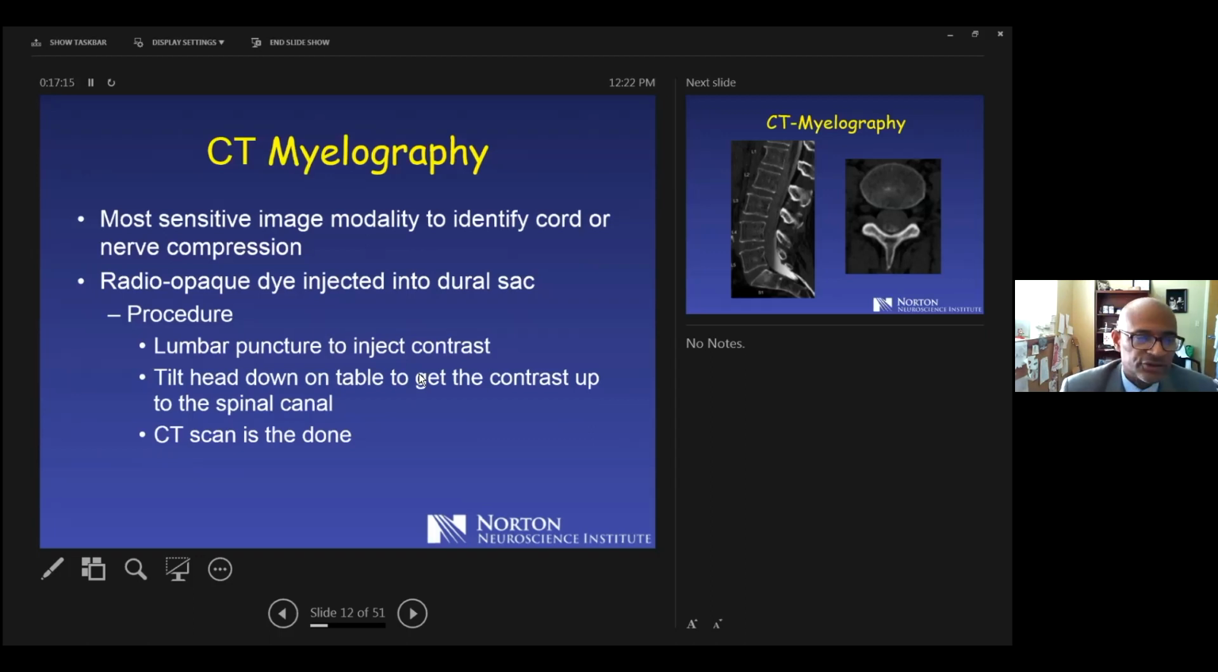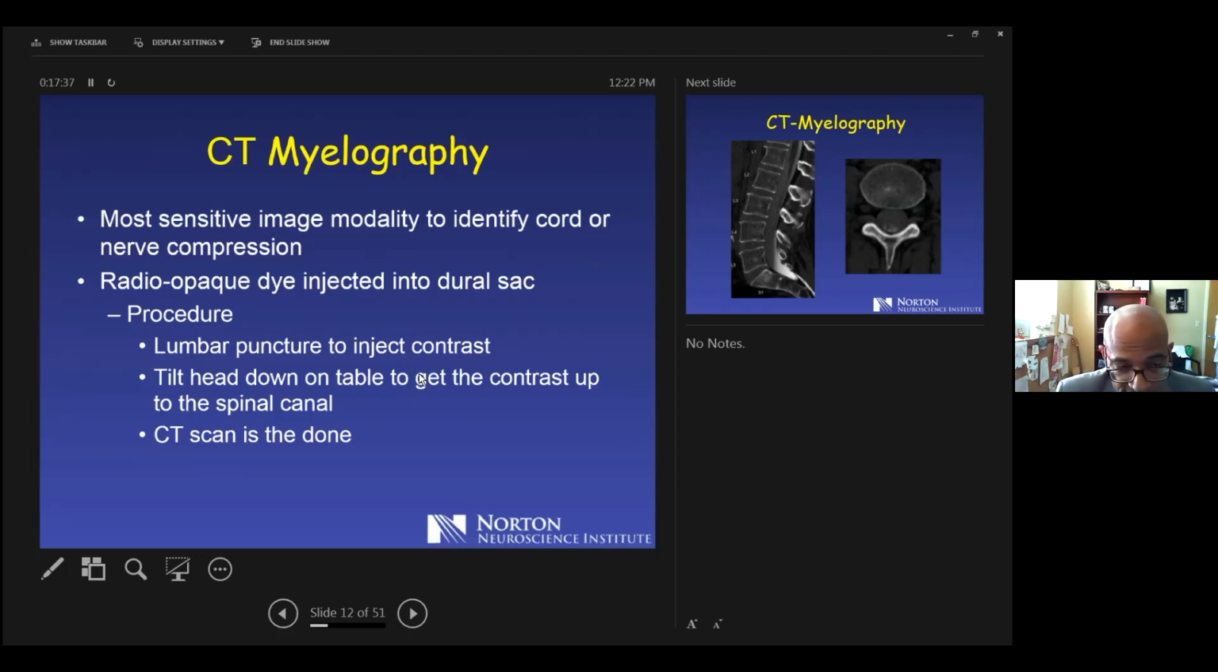It also allows you one thing that an MRI does not. You can then get standing flexion extension films to see if there's any difference in alignment or stenosis when people are weight bearing. The catch to doing the CT myelogram is it does require lumbar puncture, so you are actually injecting contrast directly in the spinal fluid.